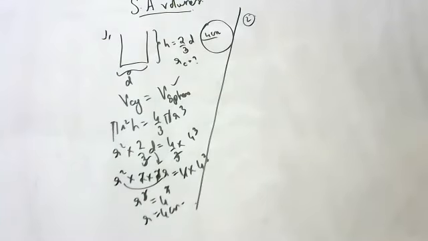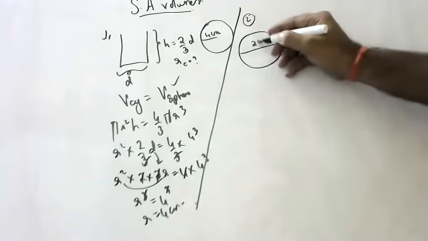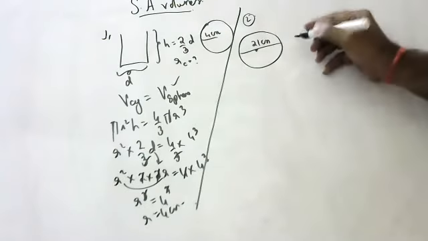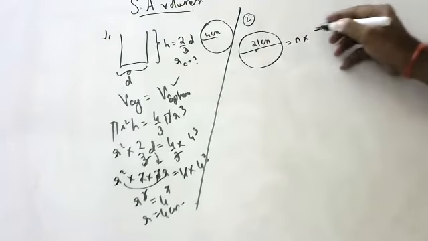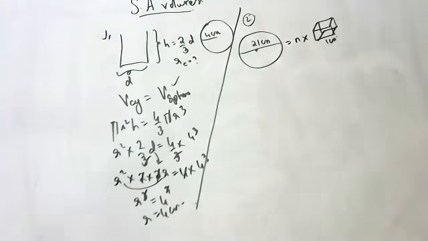Next question. A spherical ball of diameter 21 centimeters is melted and recasted into n number of cubes, each of 1 centimeter in side. Find the number of cubes made.